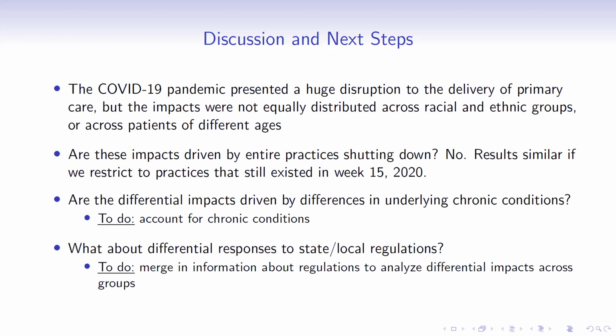What about differences driven by underlying chronic conditions? I think that's potentially a really important question to look at. We could do that. We're still working on cleaning up the data to figure out how to account for chronic conditions. What about differential responses to state and local regulations? There's been quite a lot of work trying to understand the impacts of the regulations and trying to tease out the impacts of the regulations from individual behavior. It may be the case that the impacts of these regulations are different across different subgroups. So that's also on the to-do list. That's all I have, and thank you very much for your time.